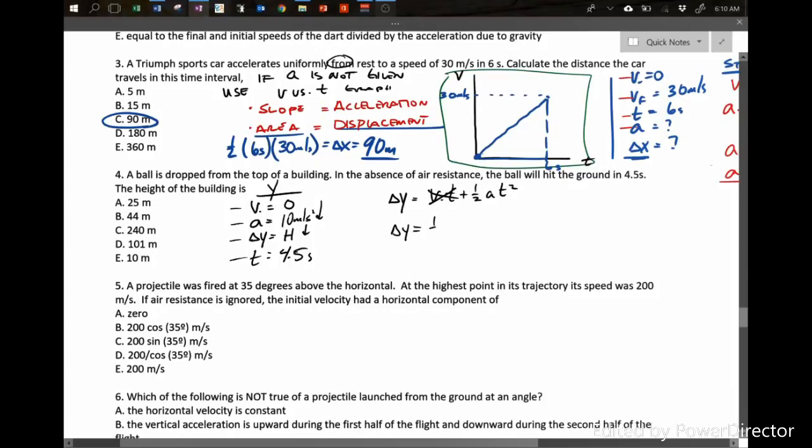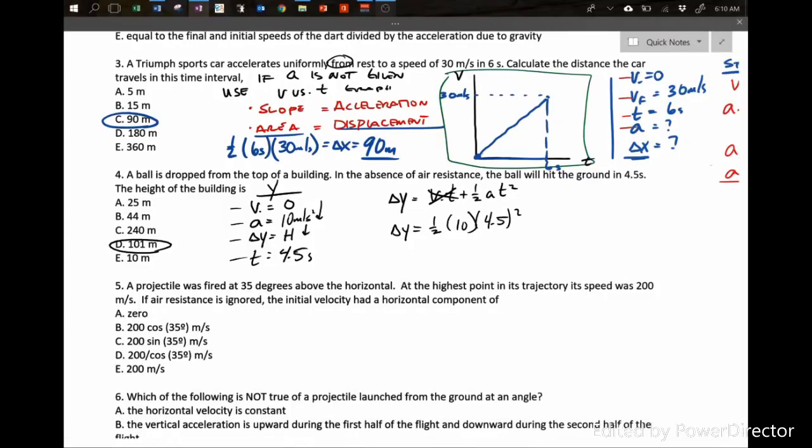So delta y is 1/2 times 10 times 4.5 squared. And that comes out to be roughly 100 meters. Now, a little bit bigger than that.